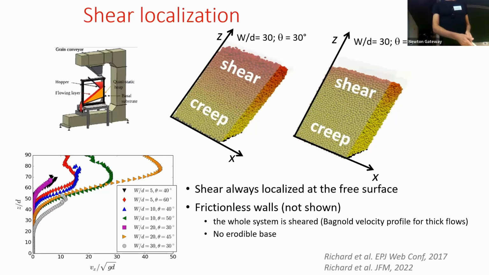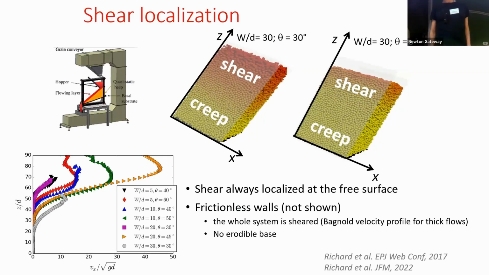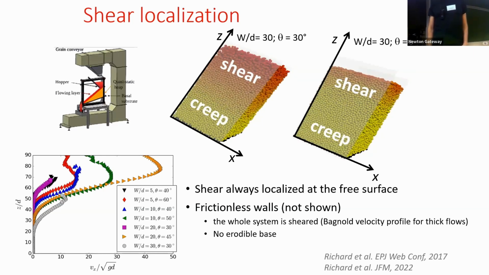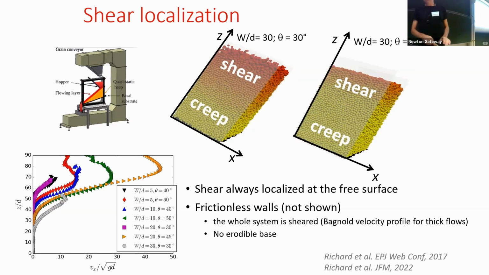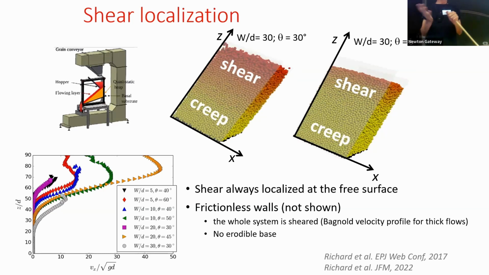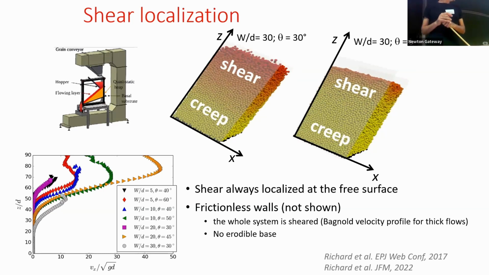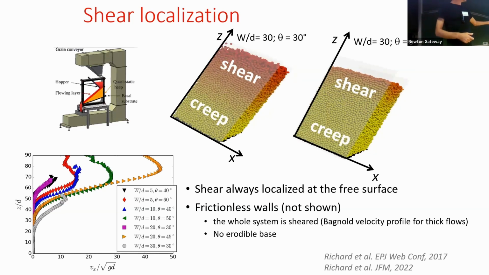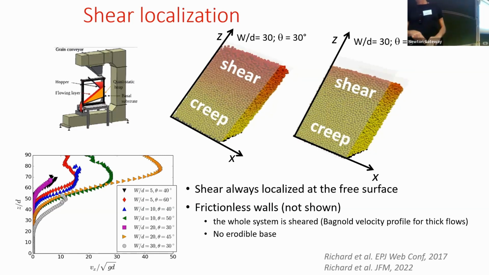For the other geometry, which is the confined gravity-driven granular flow, the velocity profiles are reported here. What you can see is that the shear is always localized at the surface, which is quite obvious, of course. And if you use frictionless walls, the system is in fact sheared, but the concavity of the velocity profile changes.